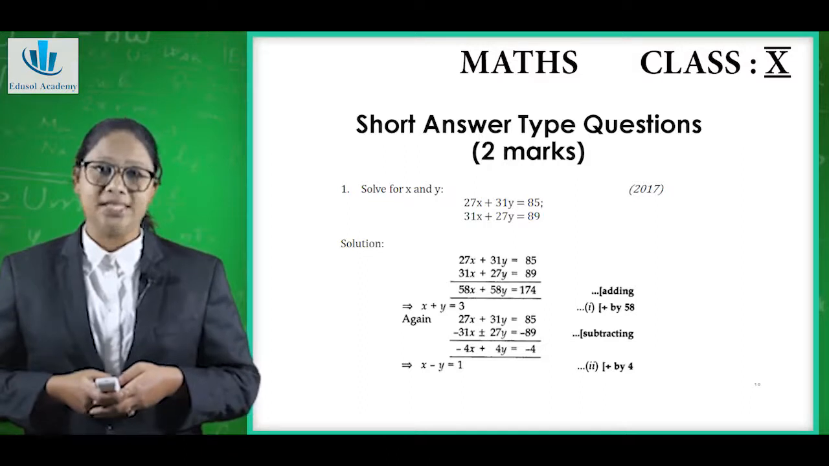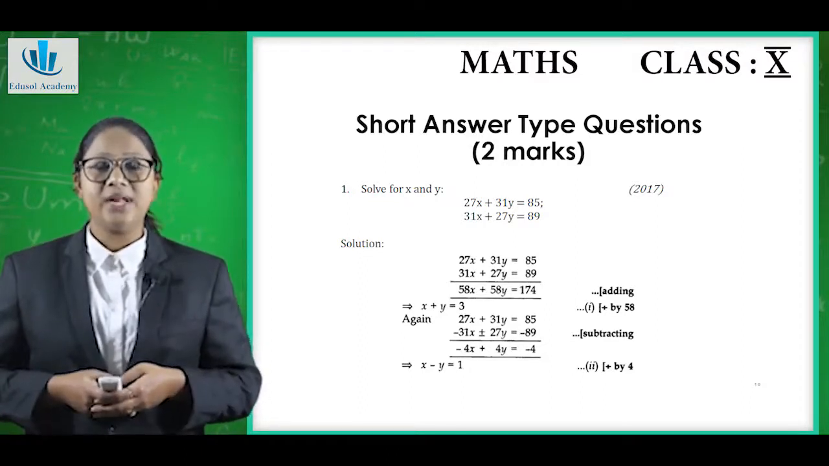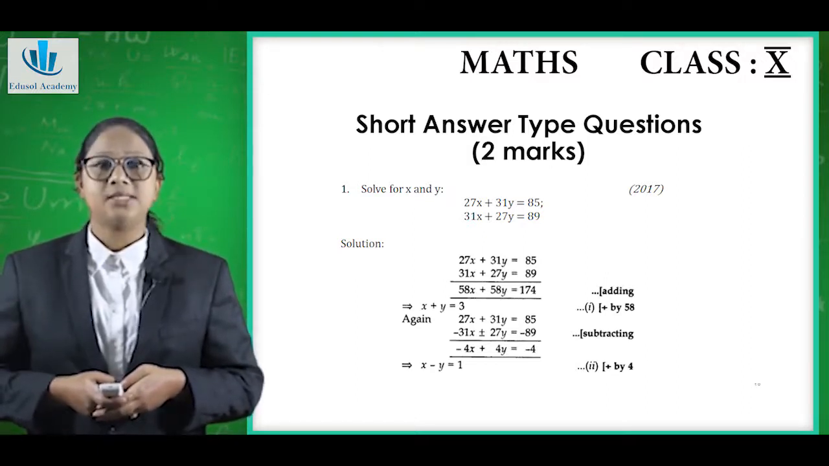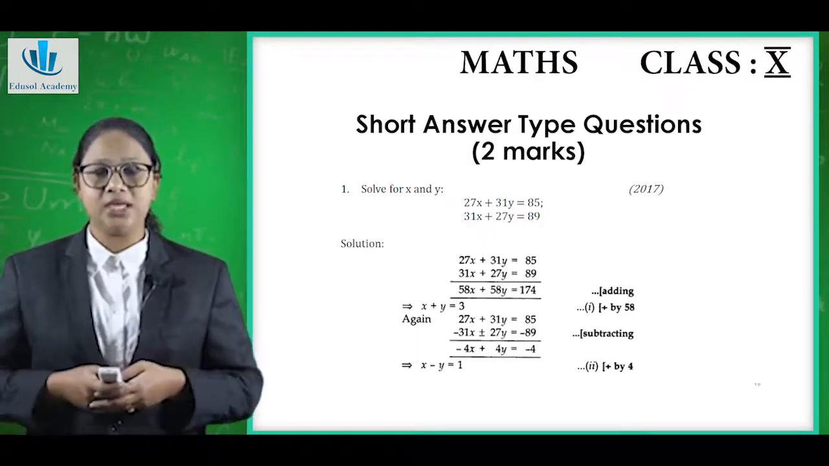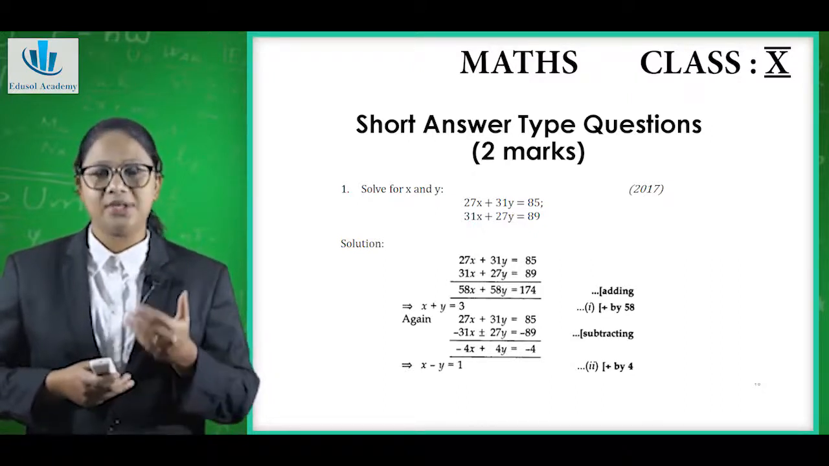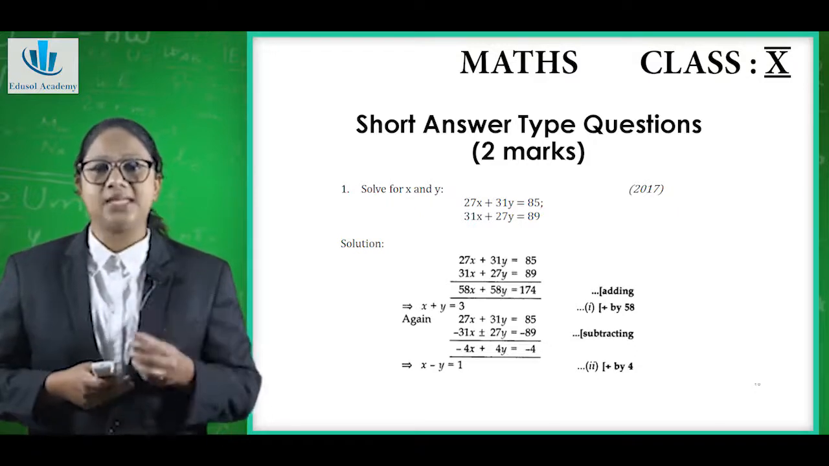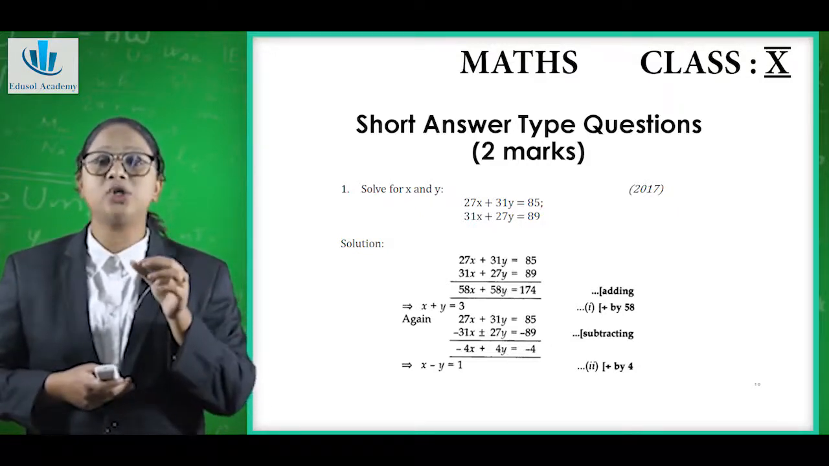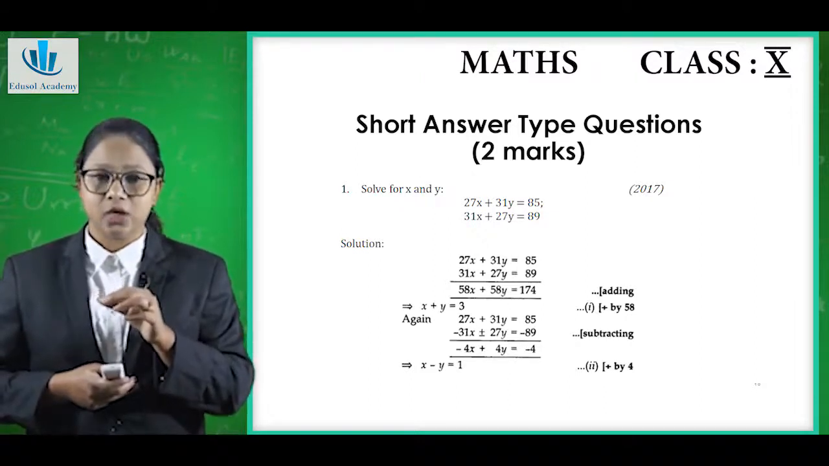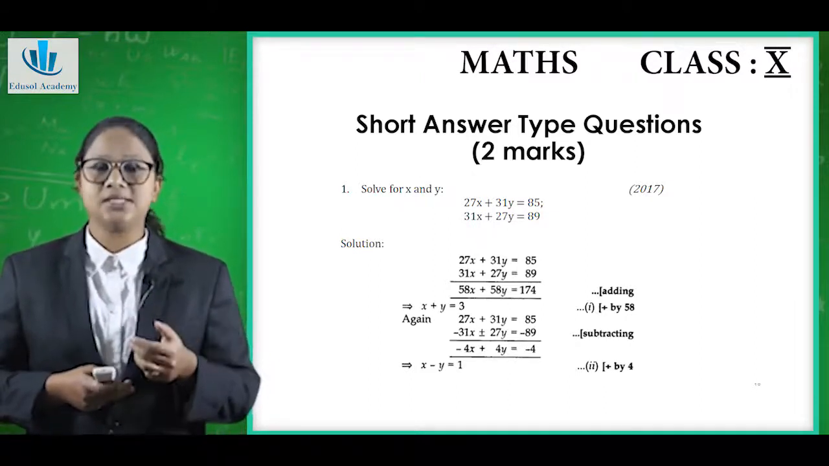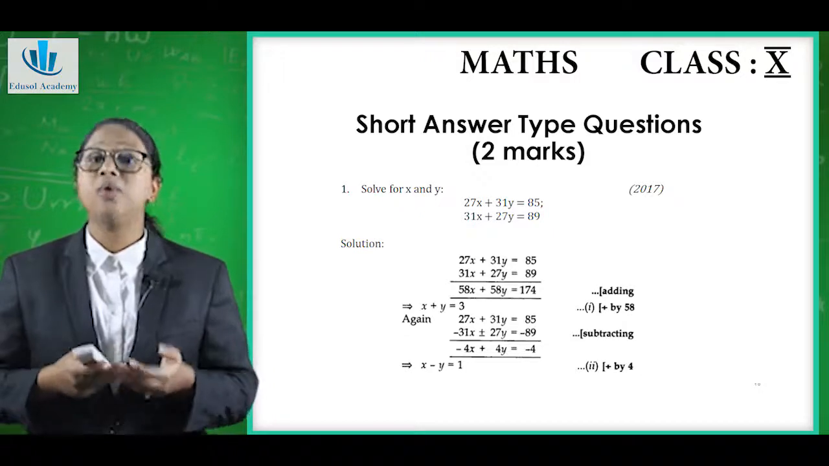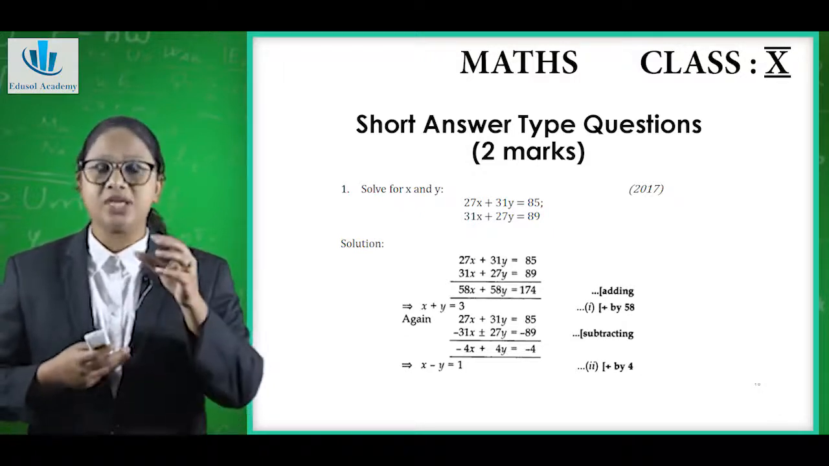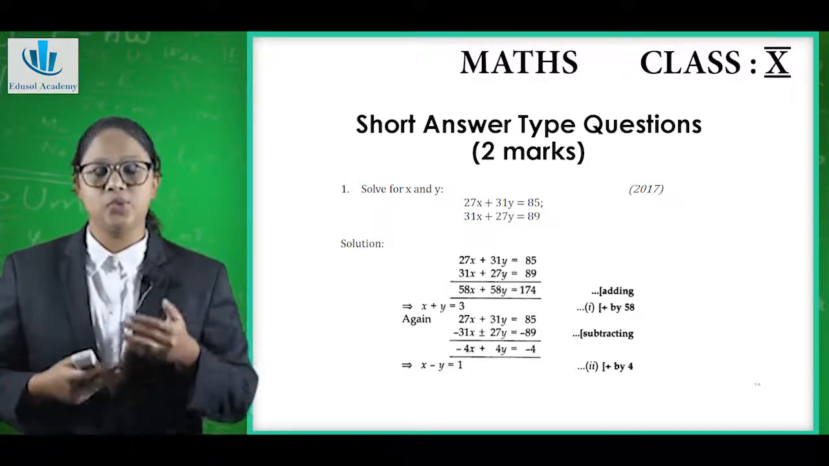Solve for x and y, that's the first question, and the equations are 27x plus 31y is equal to 85, and 31x plus 27y is equal to 89. Now you can observe that in both the equations, the coefficients are mixed. For instance, 27x: in the first equation, the coefficient of x is 27, and in the second equation, the coefficient of y is 27. Similar is the case for 31. So when this type of question comes, we can't directly use any method. We can, but it's way more complex. So we shall make it simpler first, then proceed to the solutions.